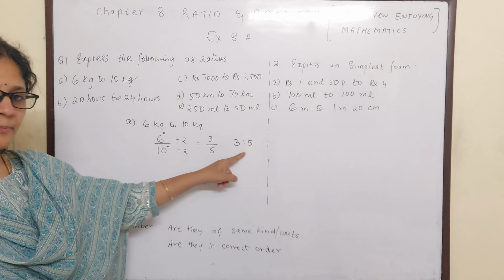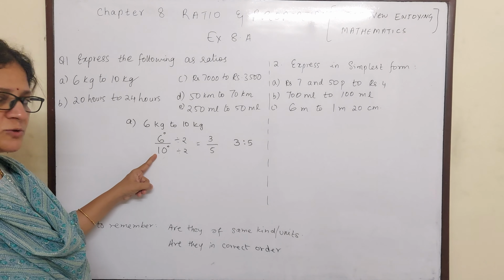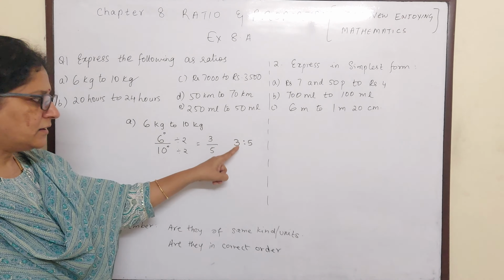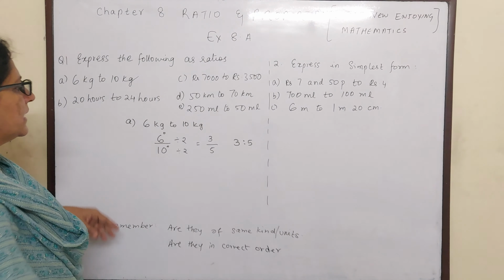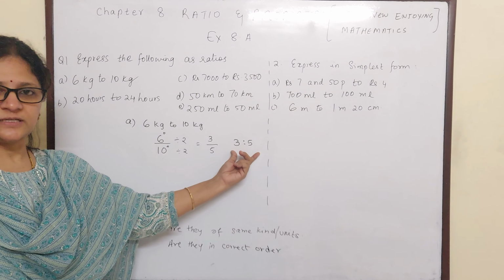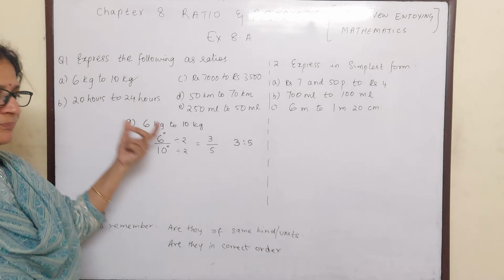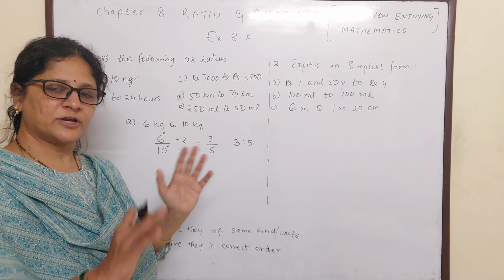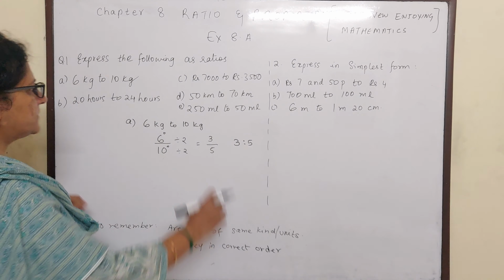So order is important, as it is 6 kg to 10 kg, so we have to write 3 is to 5. And when you are writing the answer, you don't have to show the units here. Units will only be in the sum. When you are presenting it in the form of a ratio, it will be without units.